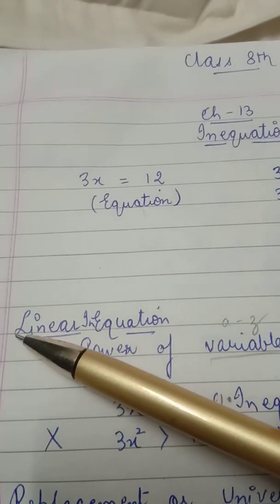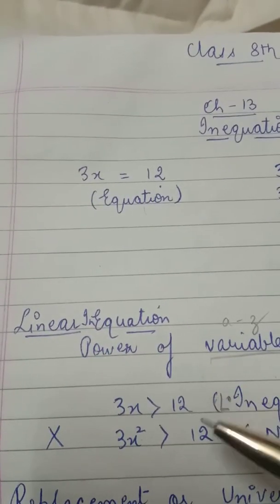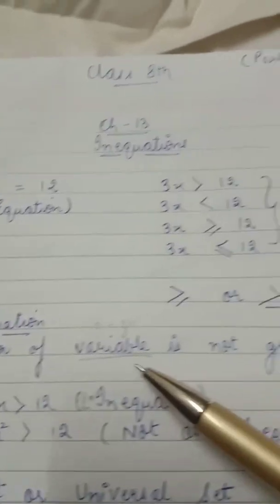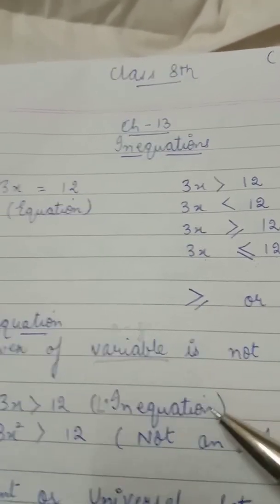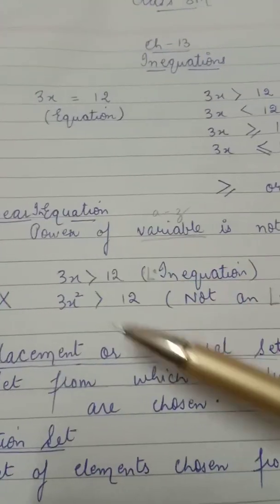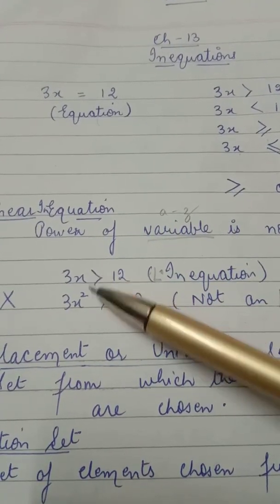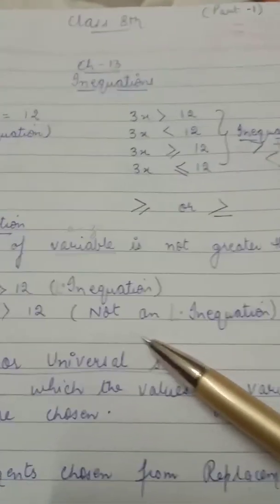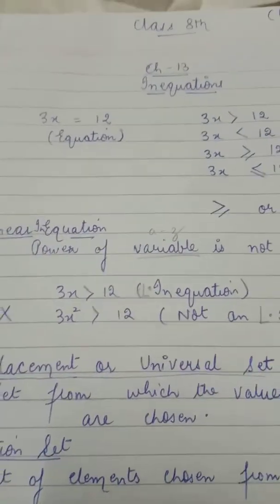Now what is linear inequation? Linear inequation is when the power of the variables, and variables are like a to z, any variable, is not greater than 1, or you can say it's equal to 1. It's called a linear inequation. So this is a linear inequation, and this is not a linear inequation as the power of the variable is 2.